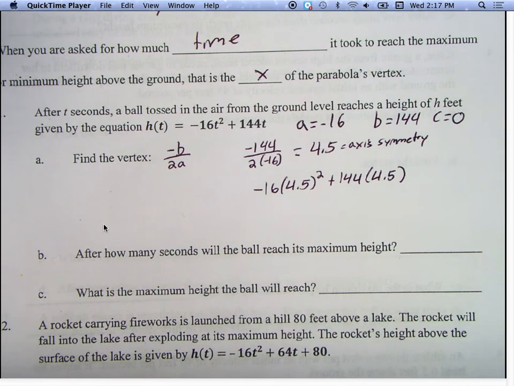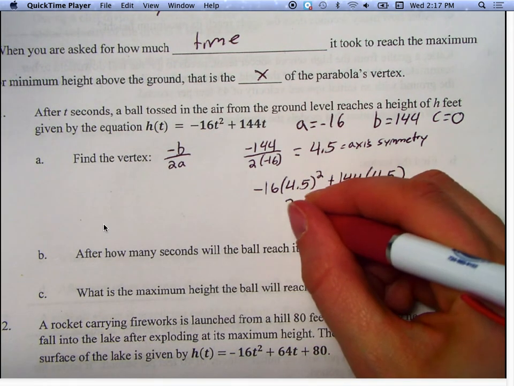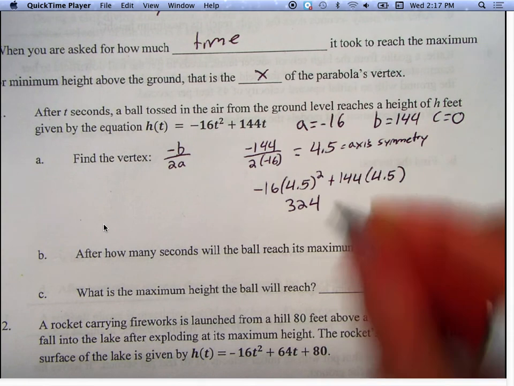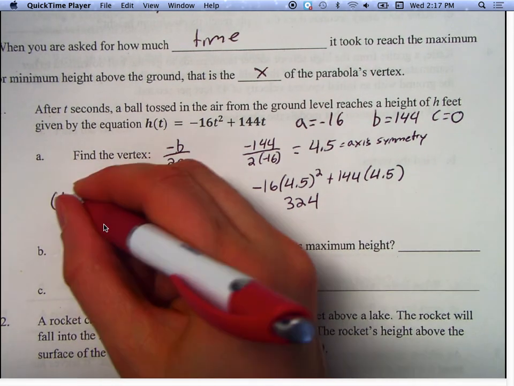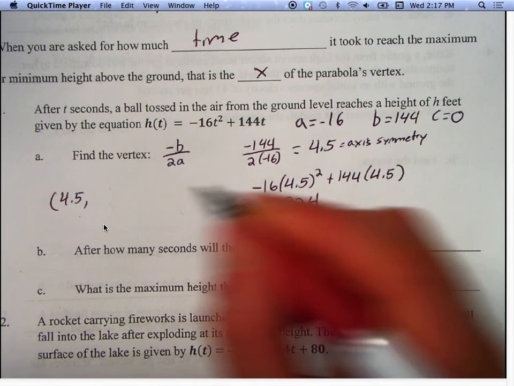And then you can double check with your calculator before you push enter that you have it exactly like you wrote on your paper. And you want to write it on your paper because you want that partial credit for a test or quiz. Right? You also want to make sure you're doing it. 324 is what I get. So my vertex is 4.5, comma 324.